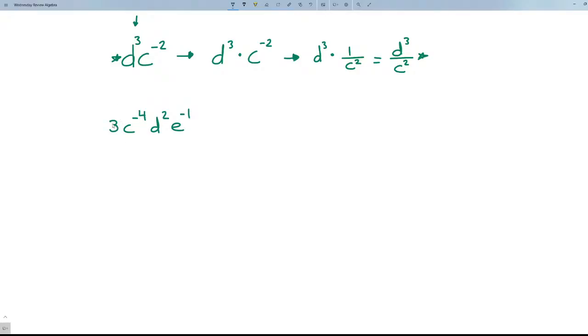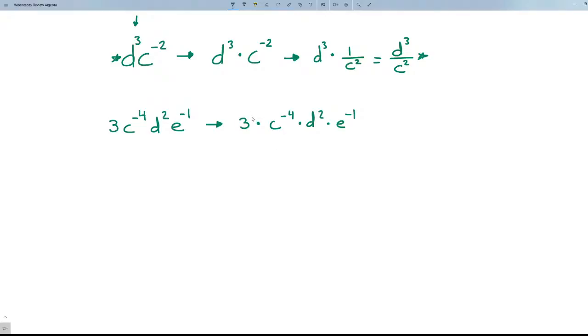Please remember these are 4 separate terms, and the exponent is only attached to the base. It's not attached to every single one of these. It's only attached to what it is next to. Again, if it had been in a grouping symbol, it would be a different story, but these are 4 individual terms. So this is like saying 3 times c to the negative 4th times d squared times e to the negative 1st. So looking at each one of these, we'll go through.